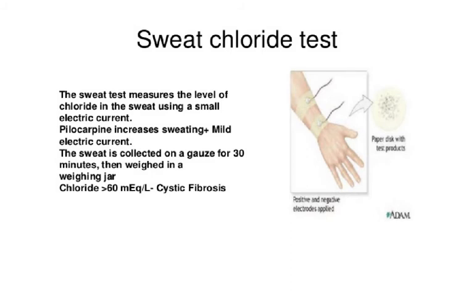Now, before all these genetic tests came into being, initially when we suspected somebody with cystic fibrosis, we would do a sweat chloride test. The sweat test measures the level of chloride in the sweat using a small electric current. Pilocarpine, a chemical, increases sweating. Mild electric current is given. The sweat is collected on a gauze for 30 minutes and then weighed in a weighing jar. So chloride more than this means it has cystic fibrosis. So this was called the sweat chloride test.